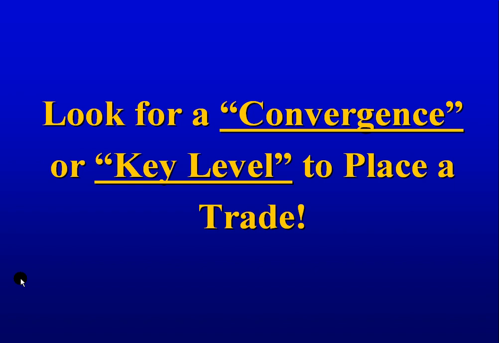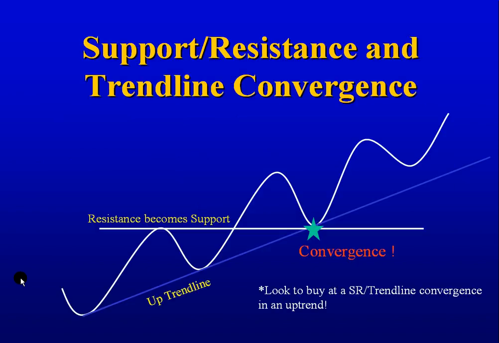Look for a convergence or a key level as an area to place a trade. Here, for example, we have a level of resistance, and that level of resistance becomes support, and we also have this trend line, and we see a convergence of a trend line and a level of resistance and support. And we're looking at this area as a key level where price could potentially bounce or break through. Typically, if we see a significant trend in motion, then we would look for a bounce at this level. If we start to see reversal characteristics in the overall scenario, then we may look for a break in this level and a significant move resulting from it.